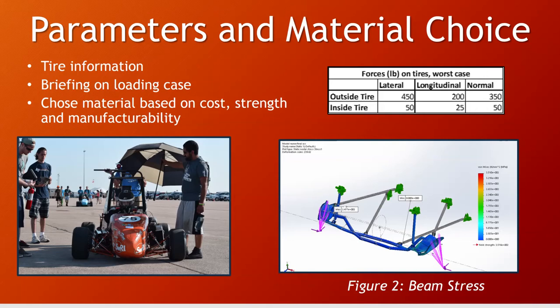In our case, assuming a weight distribution of 45, 55, and a maximum forward and lateral acceleration, we will expect to see 350 pounds of force on the rear outside tire when turning the car at the limit of the tires. This will develop a 450 pound force laterally and a 200 pound force longitudinally on the outside tire. Additionally, the inside rear tire will have a 50 pound lateral force and 25 pound force longitudinally.